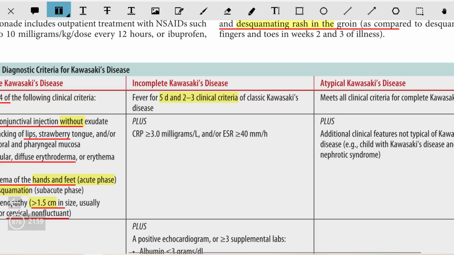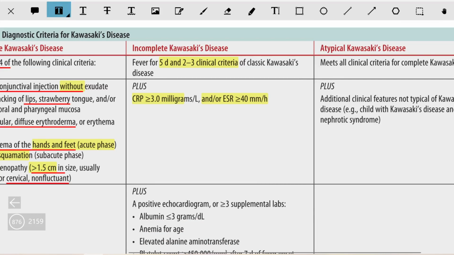In incomplete Kawasaki's disease, there is fever for 5 days, 2 to 3 clinical criteria of classic Kawasaki's disease should be seen, and along with that, CRP must be more than 3 milligrams per liter and/or ESR must be more than 40 millimeters per hour. It must be more than 3 and 40.